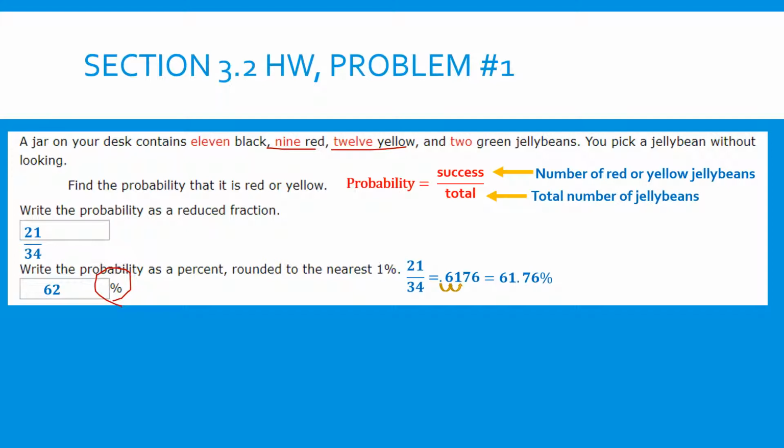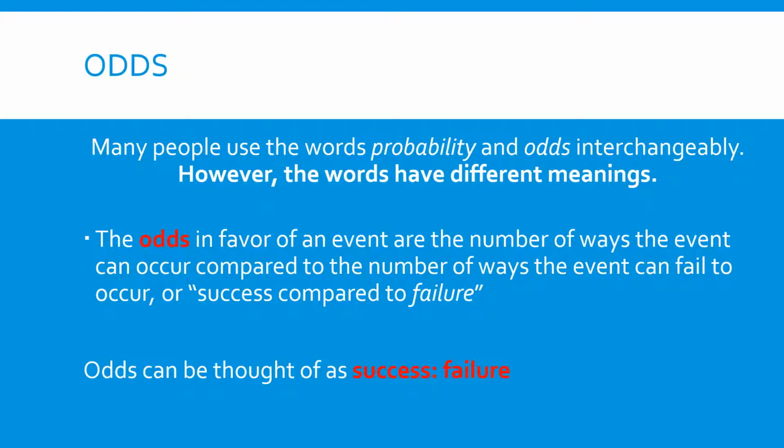Now we need to talk about odds. A lot of people use the words probability and odds interchangeably, but the words have different meanings. The odds in favor of an event are the number of ways that the event can occur compared to the number of ways that the event can fail to occur. Simplified, odds are success compared to failure.